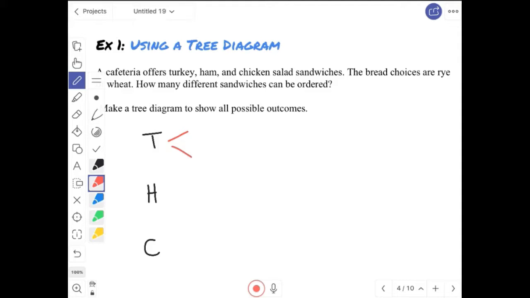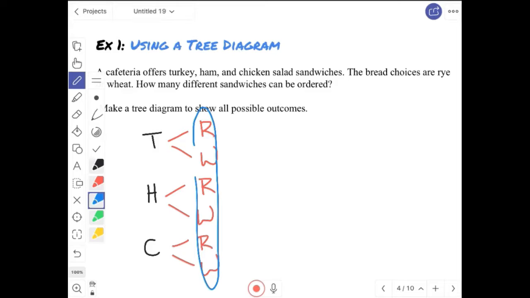So that means with the turkey sandwich, I can have rye or wheat, and so on and so forth. So each of these branches are different outcomes because they're paired with something before it. So this is turkey with rye, turkey with wheat, ham with rye, ham with wheat, chicken salad with rye, chicken salad with wheat. So that tells us that there are 6 total outcomes. Okay, so those are all the possible outcomes that there are. So if you were ever asked to show all the possible outcomes, that would be one way that you could go about doing that.